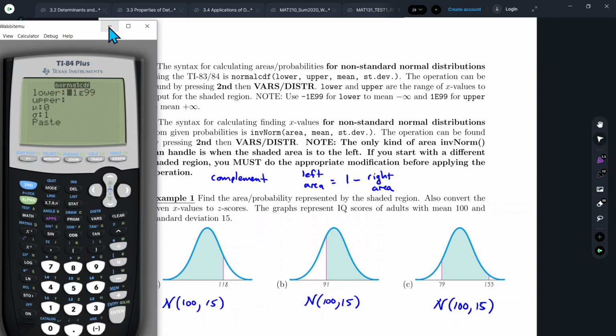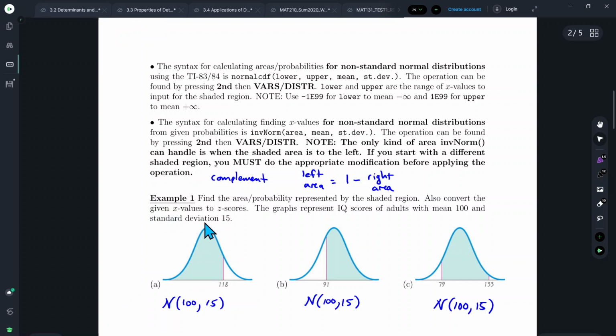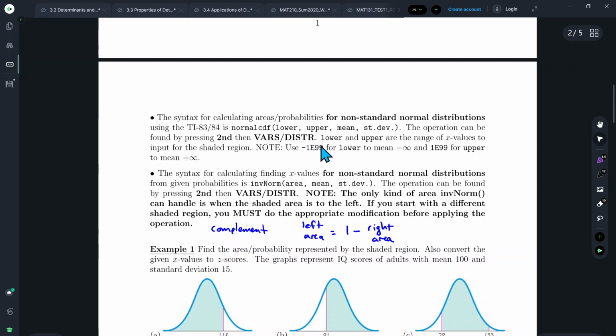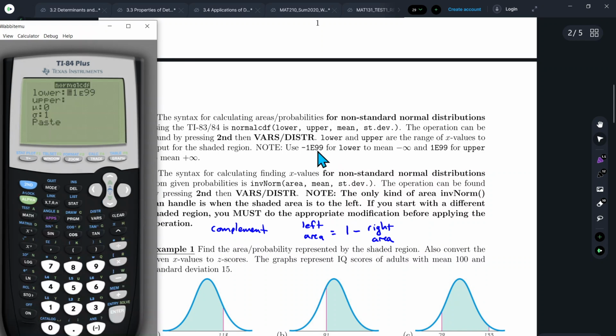One thing to be careful about is that we'll be calculating probabilities when the shaded region could have different positions, like the three diagrams here. If it's shaded all the way to the left, essentially the graph goes to negative infinity, but the calculator doesn't understand that. So we'll use a number in scientific notation, with this capital E here, which is the EE button on the calculator.